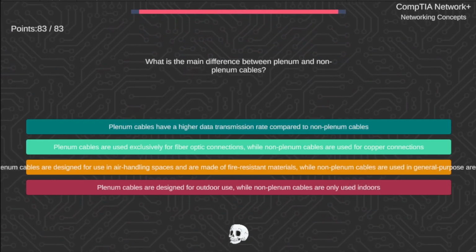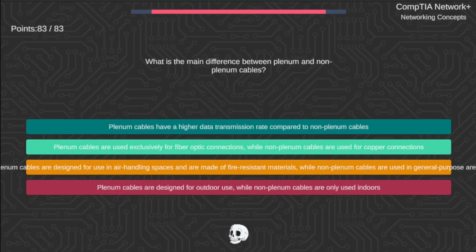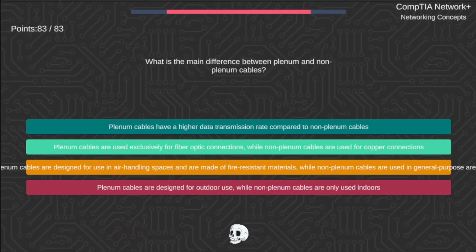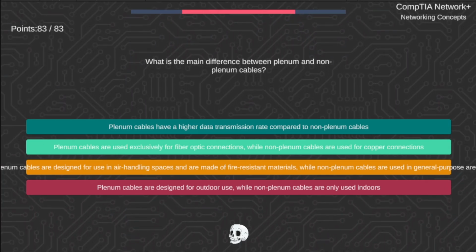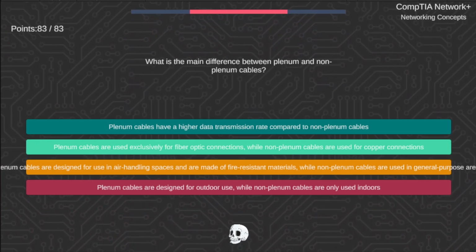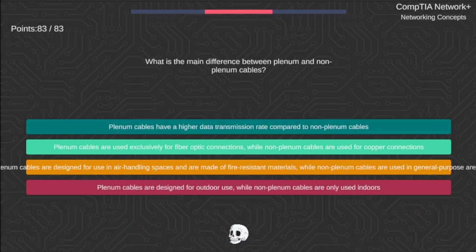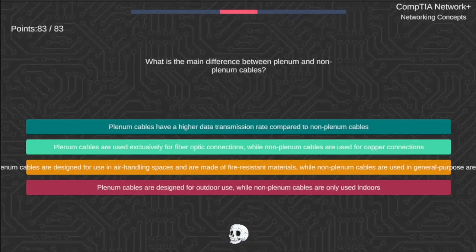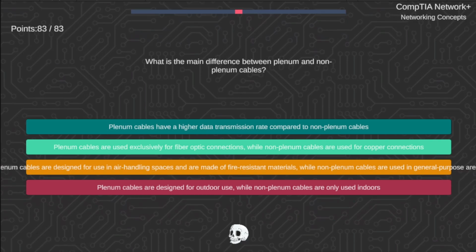What is the main difference between plenum and non-plenum cables? Plenum cables have a higher data transmission rate compared to non-plenum cables. Plenum cables are used exclusively for fiber optic connections, while non-plenum cables are used for copper connections. Plenum cables are designed for use in air handling spaces and are made of fire-resistant materials, while non-plenum cables are used in general-purpose areas. Or plenum cables are designed for outdoor use, while non-plenum cables are only used indoors.